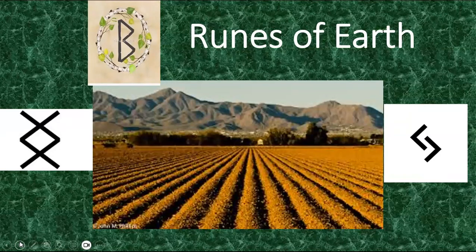And also all that goes along with it. We're talking fertility, new beginnings, but especially fertility, women's magic, and that aspect of earth magic. Does it help in gardening? Oh, yes. And then we also have Ingus, which is the rune of the Earth Father.